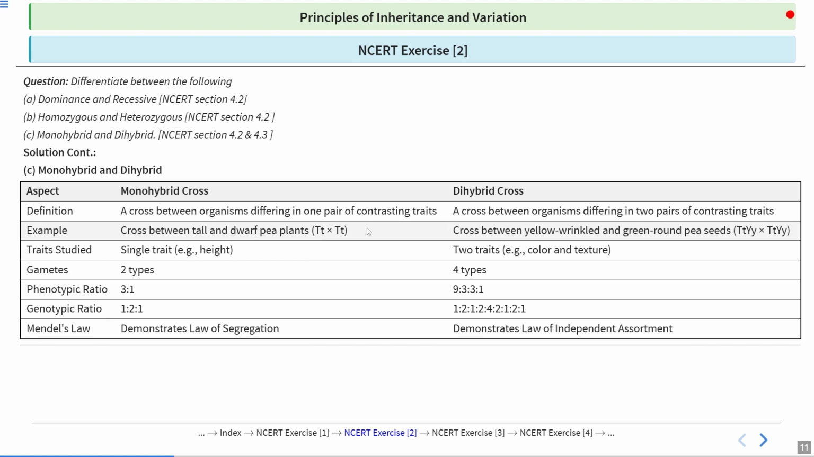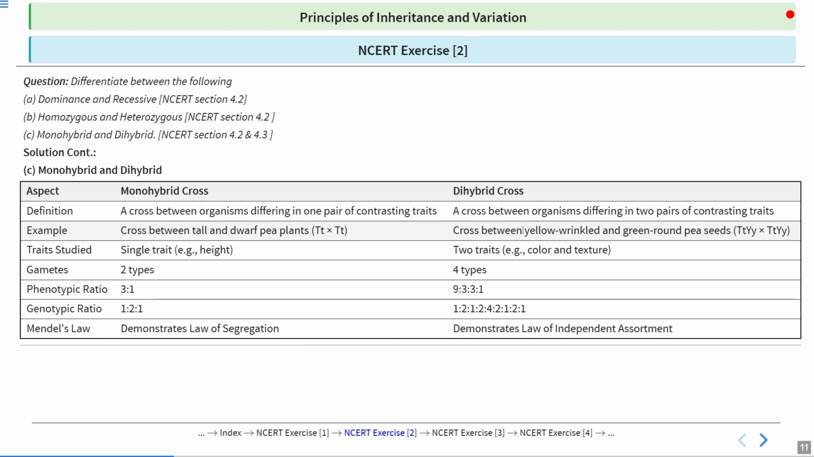You can also write capital T, capital T, being crossed with small t, small t. A dihybrid cross is a cross between yellow wrinkled and green round pea seeds. So here you can see in the case of monohybrid cross, inheritance of only one trait is being studied, that is height. Tall and dwarf, this is the height of the plant.